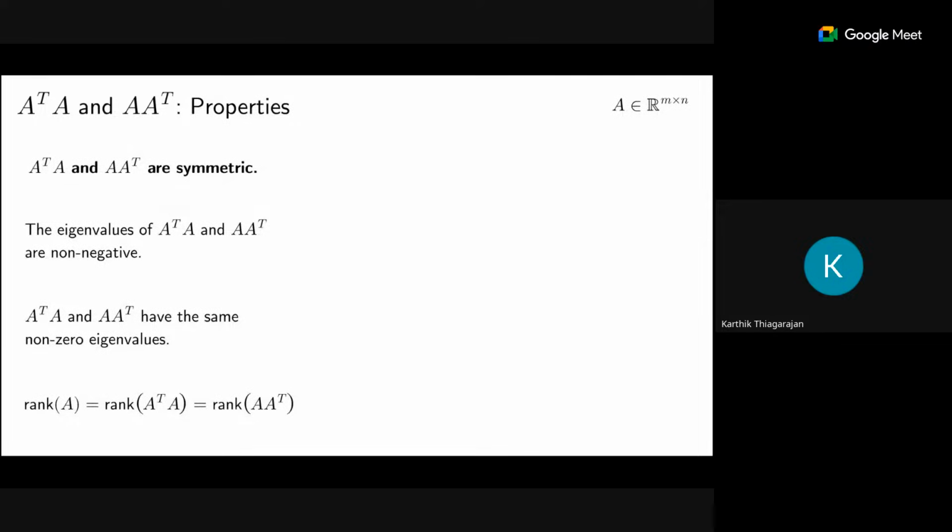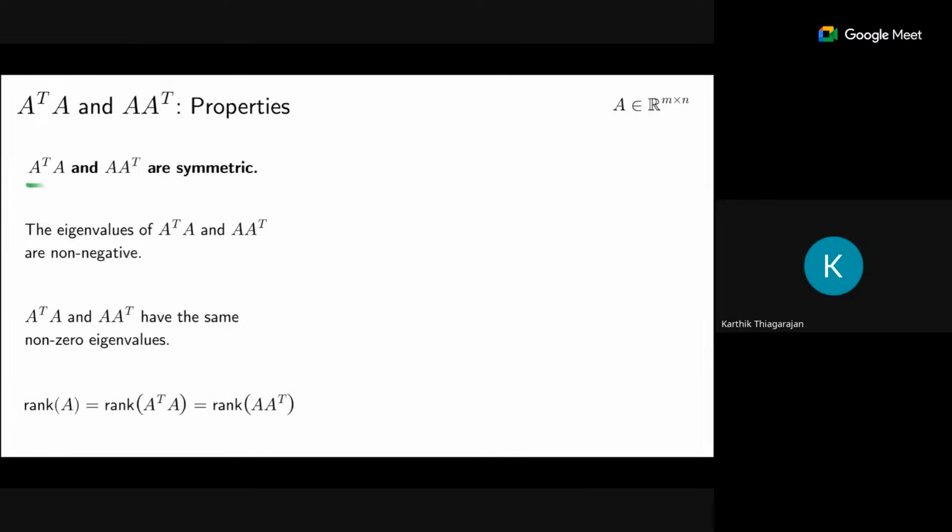So what are the properties? Once again, I will list down the properties. I'll give the proofs in the PDF; you can look at them later. The first thing is A transpose A and A A transpose are symmetric. That is very convenient because you can bring in the whole spectral theorem here, the real version. So they are orthogonally diagonalizable, and all those things follow. That is why this property is important.